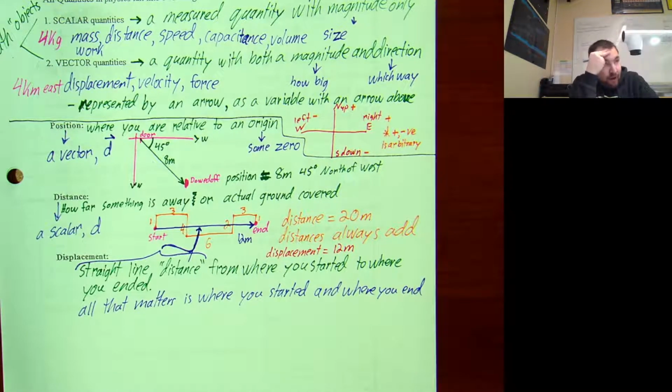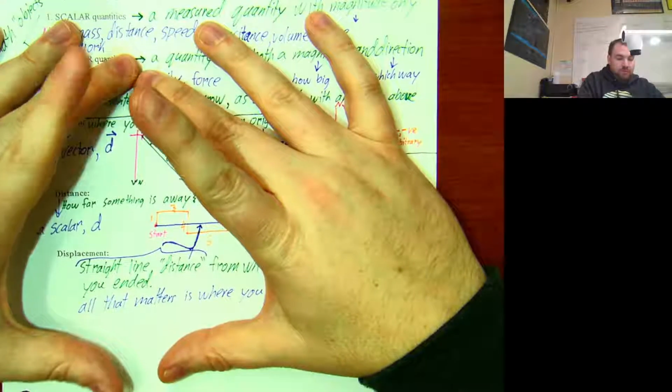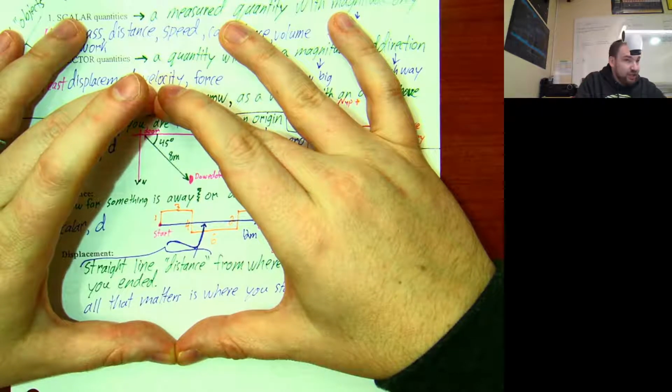Anyone want to take a stab at whether or not displacement is a scalar or a vector? I think it's a scalar. Why do you think it's a scalar? If I care about where you end, if I just say you've been displaced 12 meters, this person could be anywhere in the circle. Looks something like that. Is that a useful piece of information?